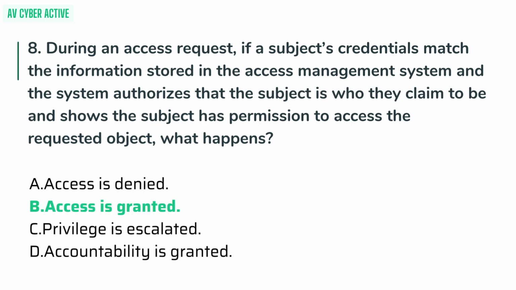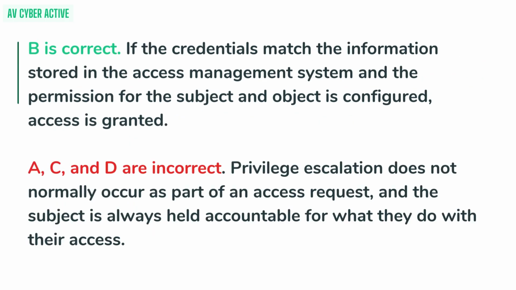If the credentials match the information stored in the access management system and the permission for the subject and object is configured, access is granted. A, C, and D are incorrect. Privilege escalation does not normally occur as part of an access request, and the subject is always held accountable for what they do with their access.